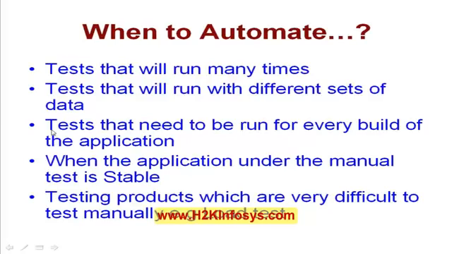So in that case, basically we can go for automation testing. Tests that need to be run for every build of the application. It means if you want to make sure that the existing functionality did not get disturbed, we can write some set of scripts. Going forward, if there is any build or any new release, we can simply make use of the automation scripts and make sure that our application is working properly. And when the application under manual testing is stable, this is a kind of prerequisite, one of the important points across automation testing.